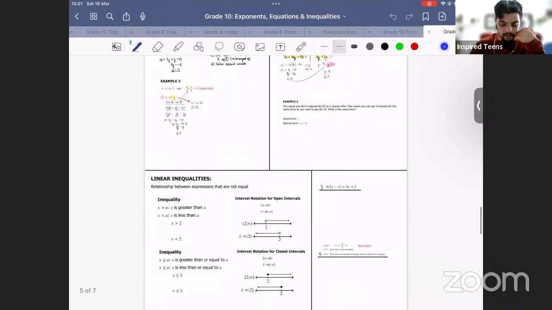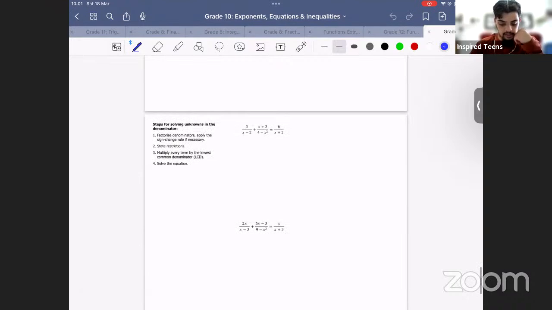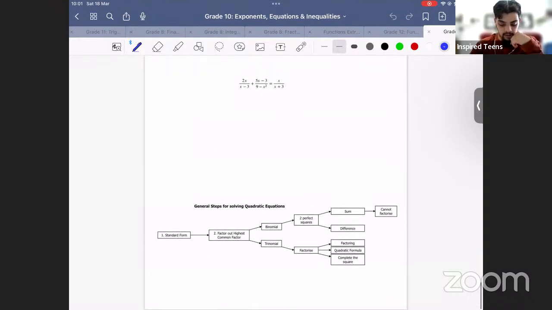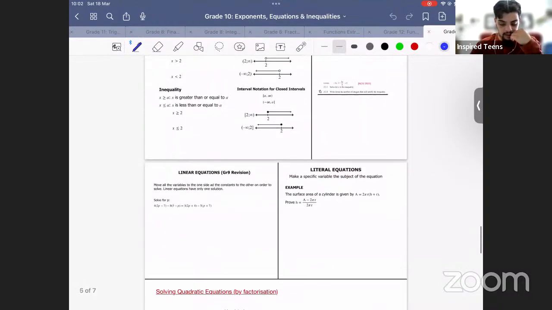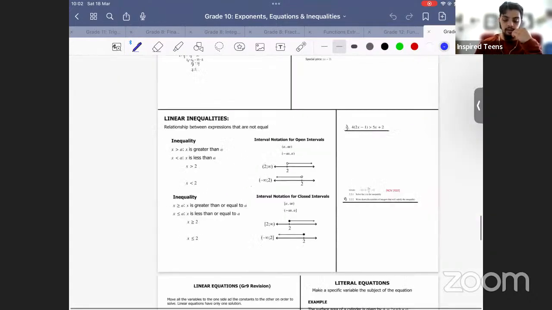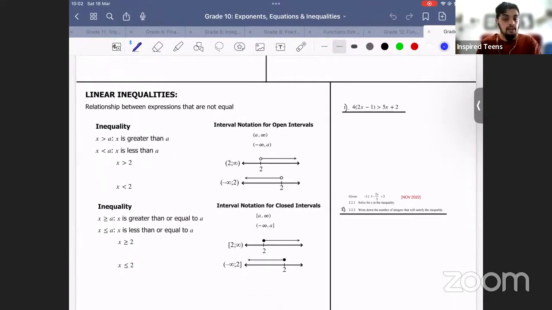Okay, so we need to finish up this. Let's see, what is this? Solving steps, denominator, steps for solving quadratic equations. Nonetheless, we probably won't start trigonometry today, but we'll get there eventually. So let's finish up. We're going to start off with linear inequalities and then move our way up.